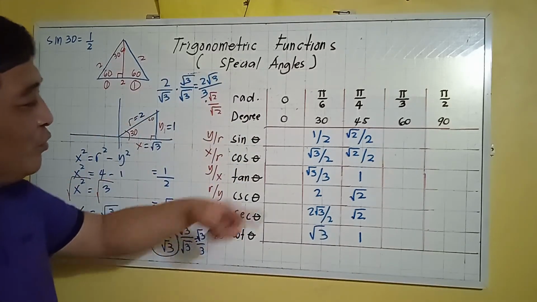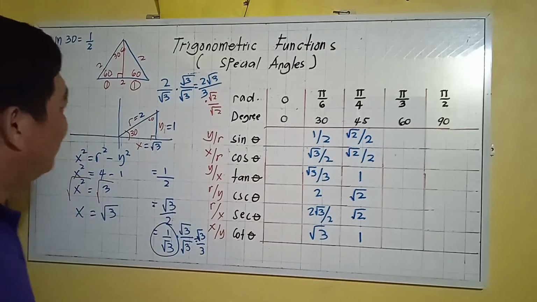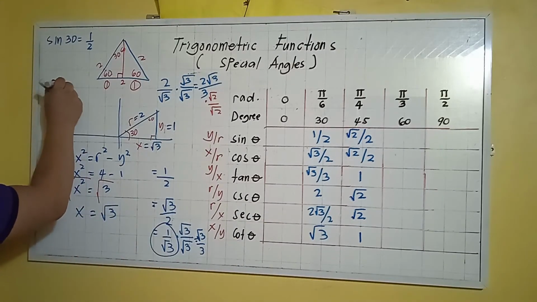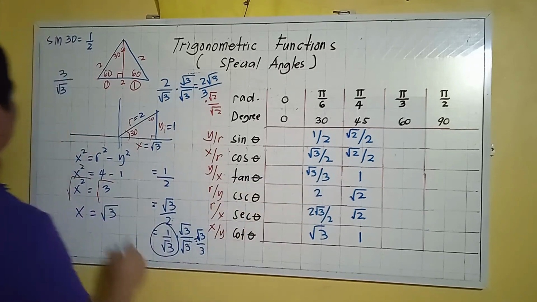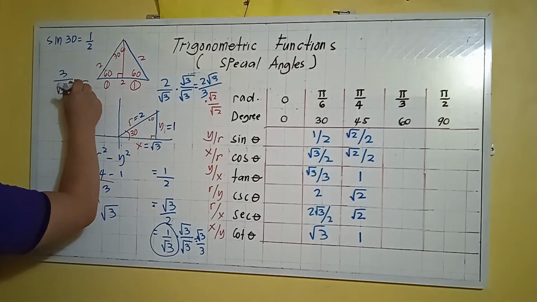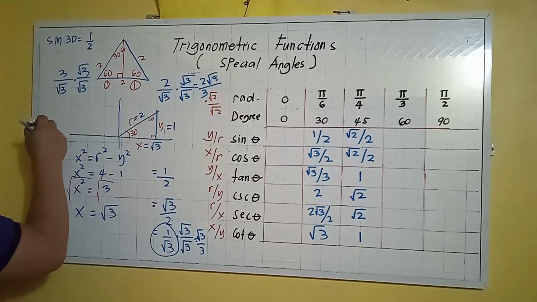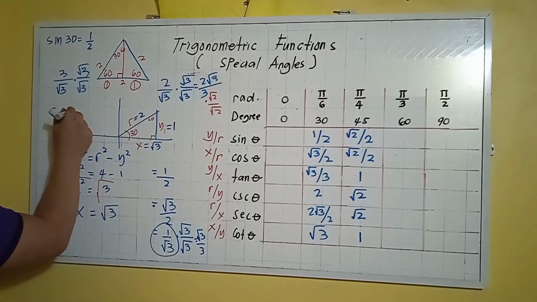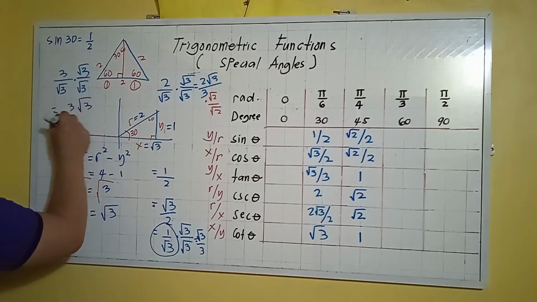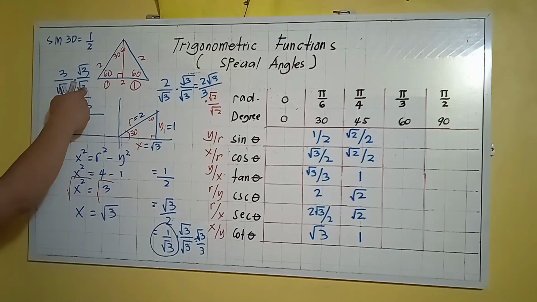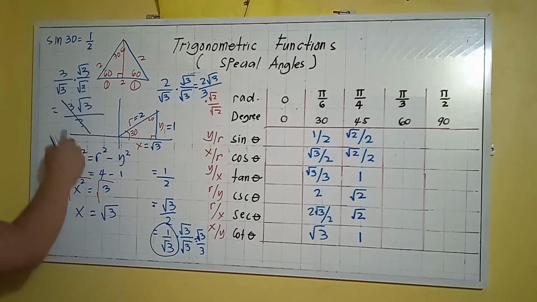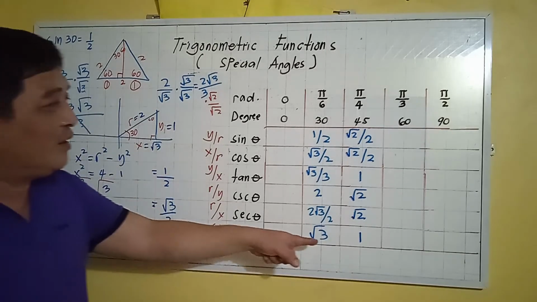Pero i-check nga natin kung kunin natin yung reciprocal ng square root of 3 over 3, kung pareho lang makukuha. Square root of 3 over 3, reciprocal nun is 3 over square root of 3. So, rationalizing, we have the square root of 3 divided by square root of 3, nakukuha natin is equals to 3 square root of 3 over square root of 3 times square root of 3 is equals to 3. Cancel, makukuha natin is square root of 3.